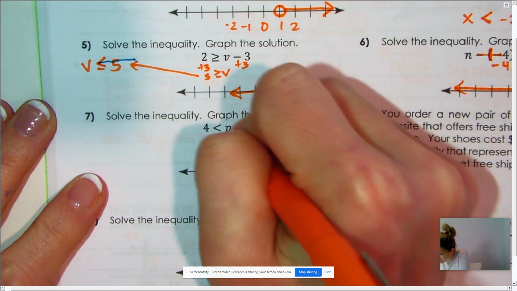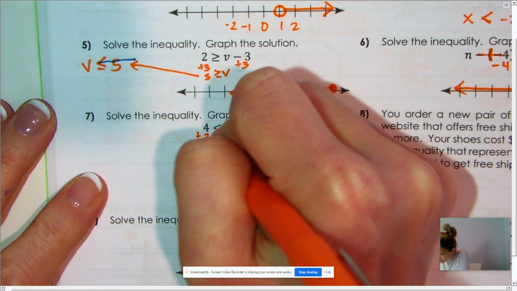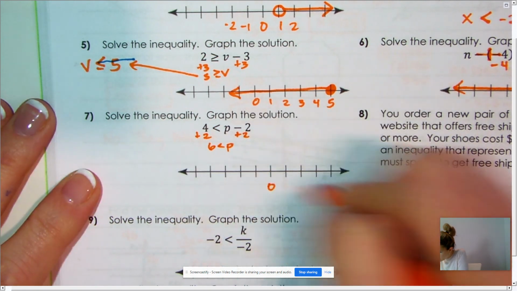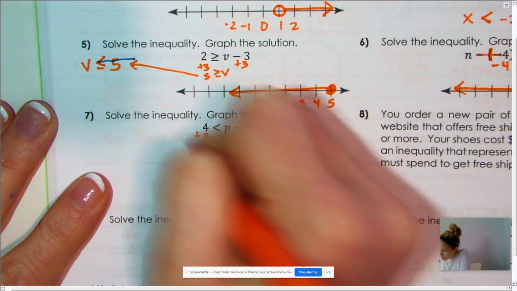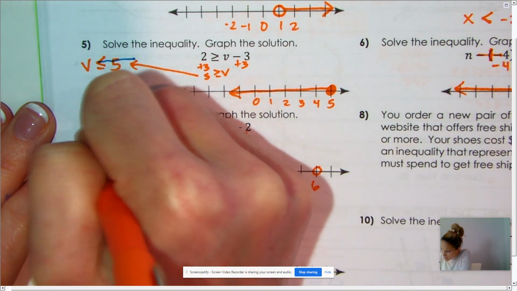All right, question number 7, solve and graph. We're going to add 2 to both sides. So 6 is less than p. So 0, 6 is somewhere on the positive side. I'm going to put an open circle. I'm going to rewrite this so that the P is first.